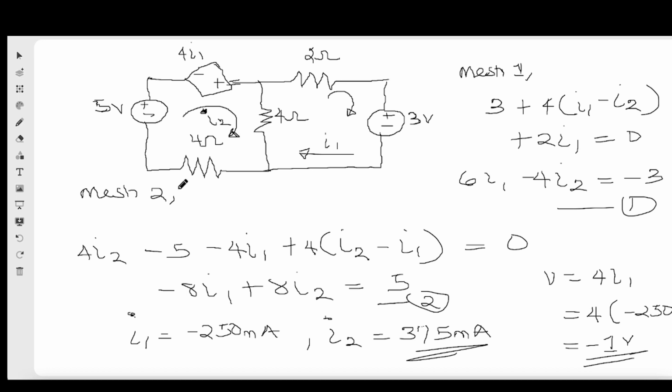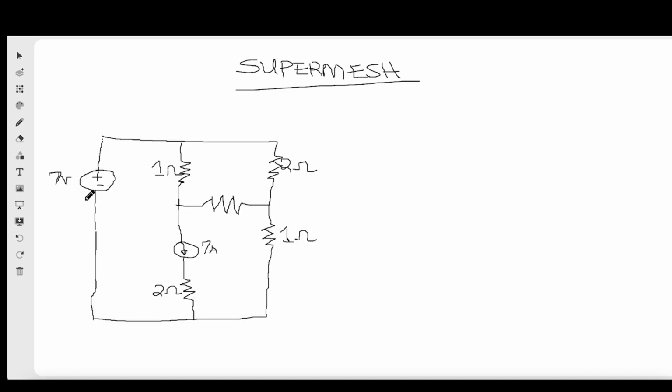Okay, let's talk about super mesh. This is an example we use to explain super mesh. Like I said, super mesh is what? When we have a current source in between two meshes, it gives us a problem if we want to apply KVL to each of the meshes. So what do we do? In super node, we combine the two nodes as one. In super mesh, we combine the two meshes as one. Simple as that. Both of them have similar procedures; you just change voltage to current and vice versa.